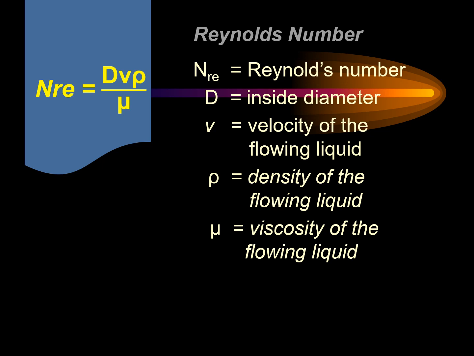The Reynolds number is an example of a dimensionless number. This is generally considered the most important dimensionless parameter in the field of fluid mechanics.